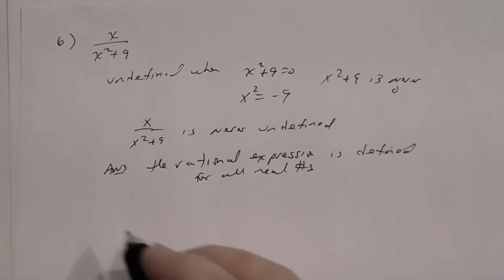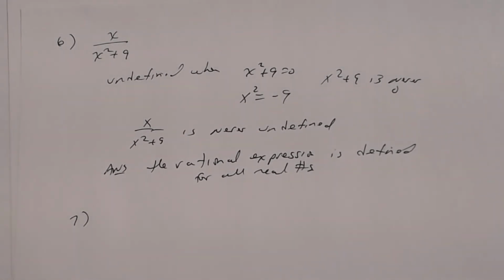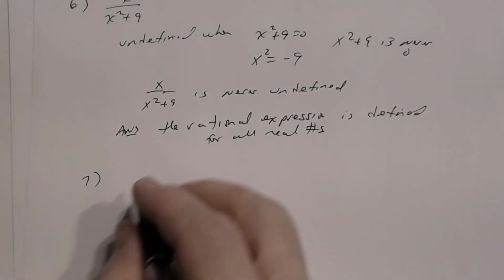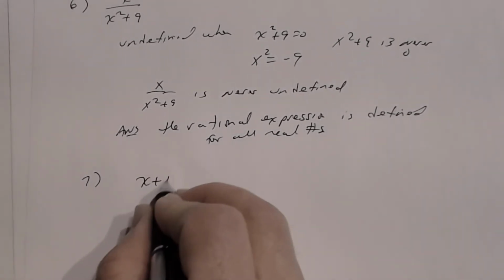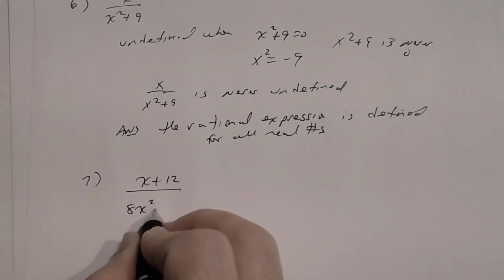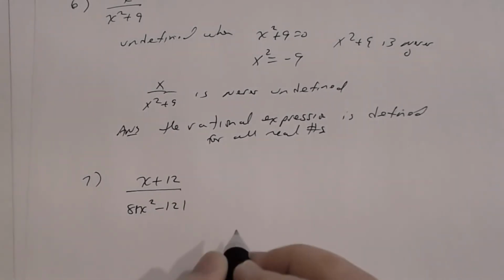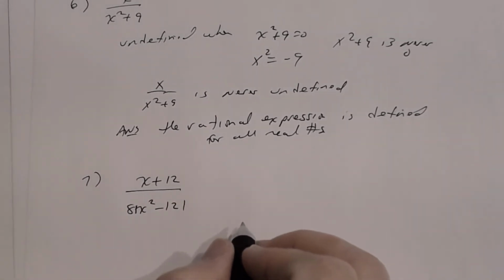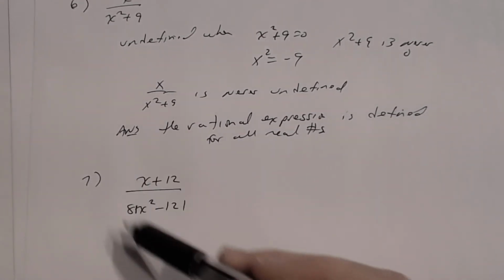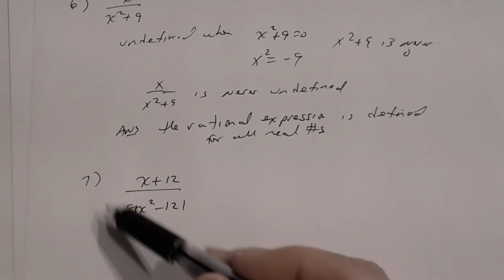All right, and then number 7. Look at number 7, and I think that will take care of our lesson. That's going to be the last problem. So number 7, we have x plus 12 divided by 81x squared minus 121. You want to find out for what values of the variable this rational expression is defined. Well, let's first find out where it's undefined.